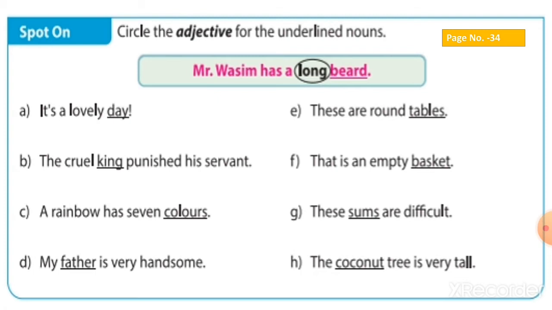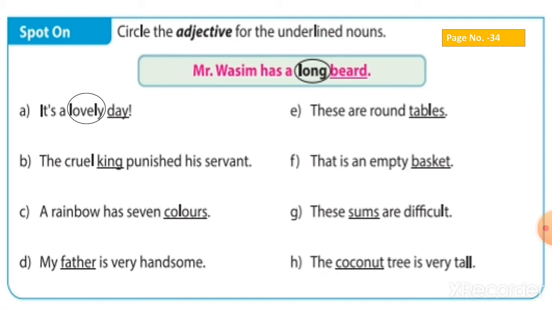Now the next exercise, that is on page number 34. Circle the adjectives for the underlined nouns. A. It's a lovely day. So lovely is a describing word. Lovely is an adjective. Kids, before finding the adjective, you should know what the nouns in the sentence are. After that, you can find the adjective very easily.